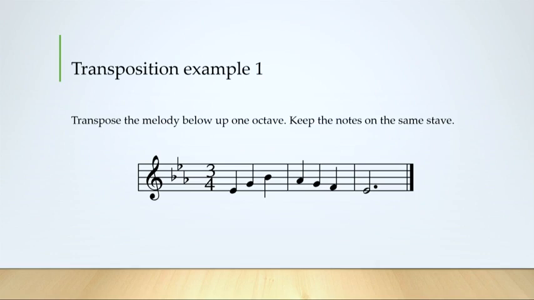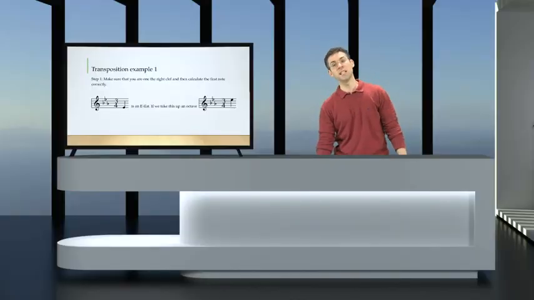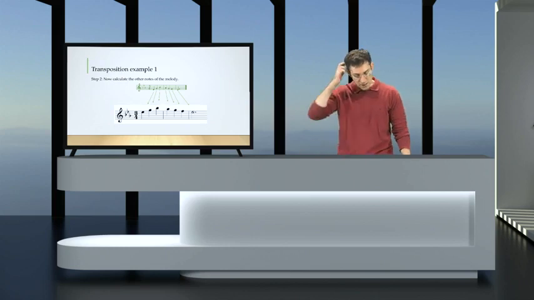So the first one is E flat, the second one is G, the third one is B flat. That helps you when you are transposing up an octave to make sure that each of the notes that you've taken up an octave is the right note. So let's have a look at this now when we see how it should look.